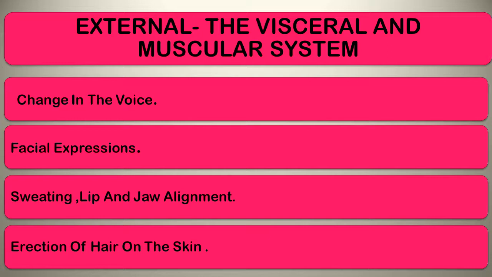At the cognition, that is behavior level, there is an action plan such as running away or calling for help, etc. So this is the physiological change during emotion.